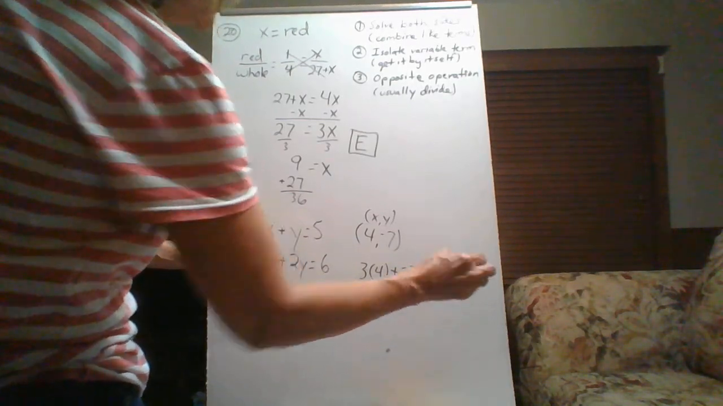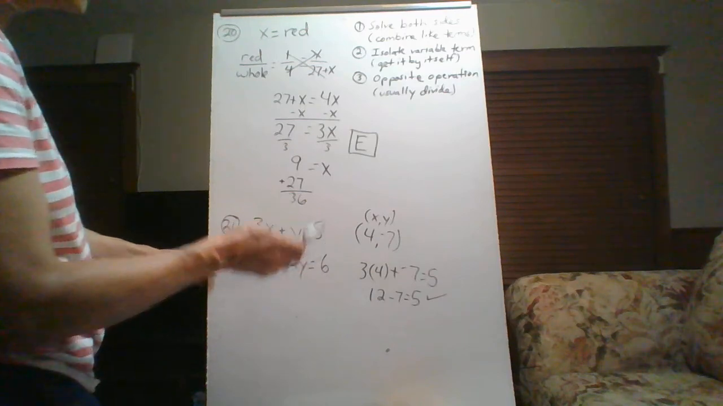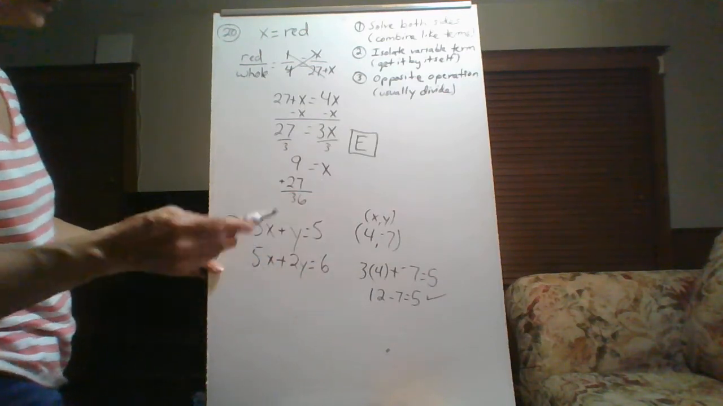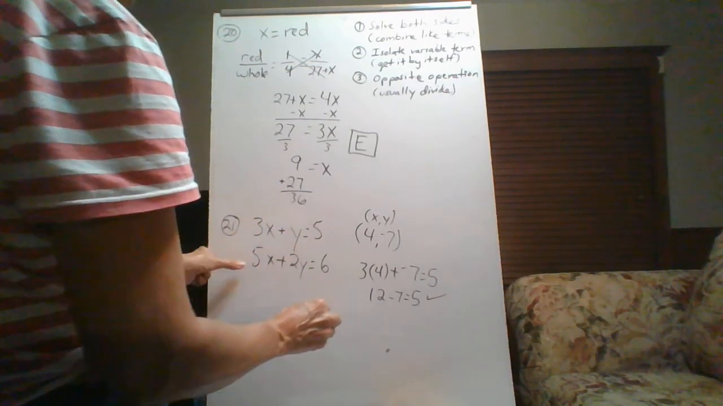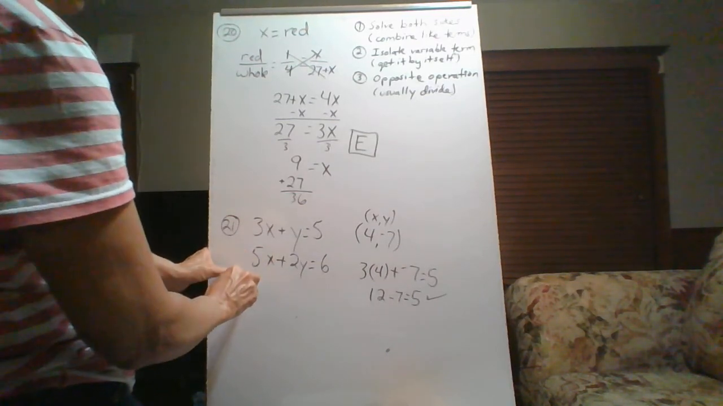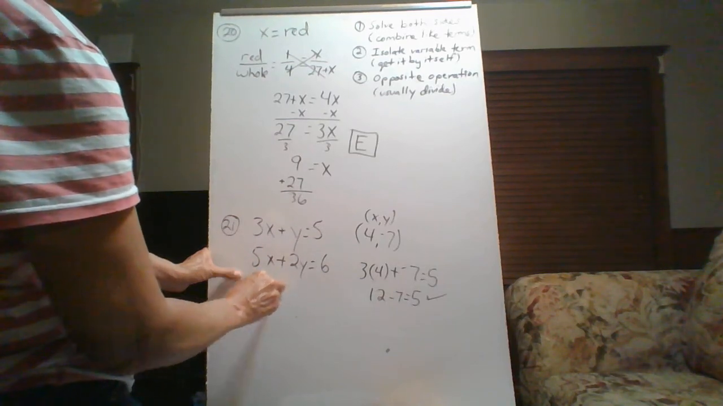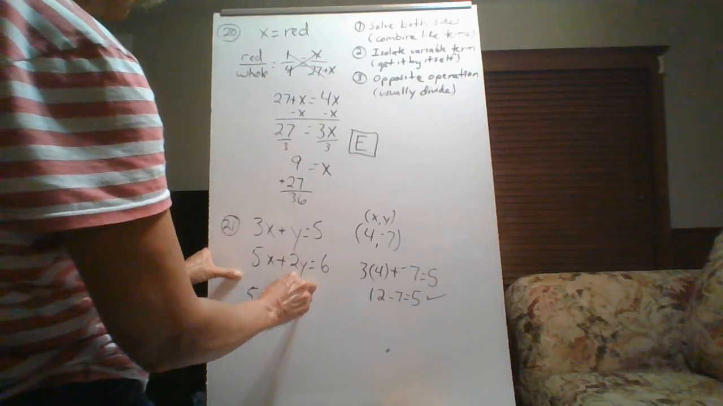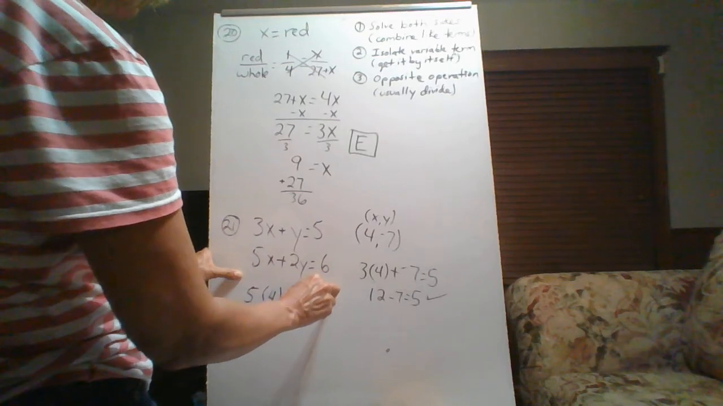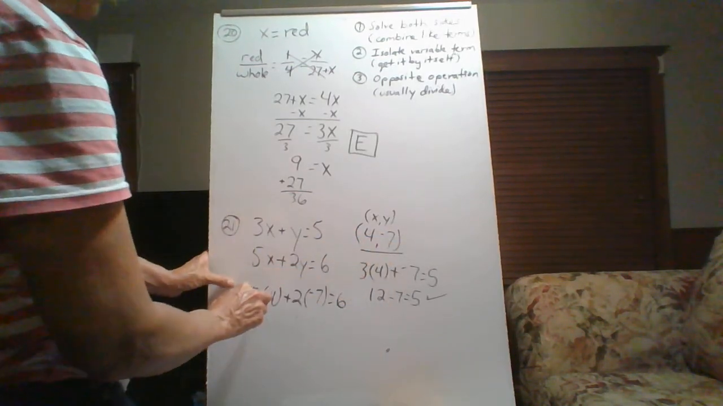Hey, that one works. But I've seen a lot of problems before on these practice tests where the first one works, but it doesn't work in the second equation. You always have to check both. So let's check here then. I'm going to write this over here so we can see it easily. So it's going to be 5 times 4 plus 2 times -7 equals 6. I was just plugging those points in, 4 and -7.